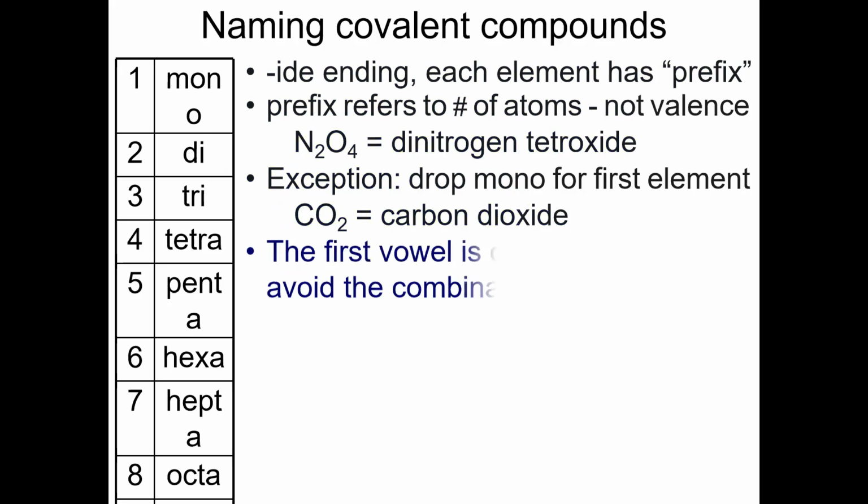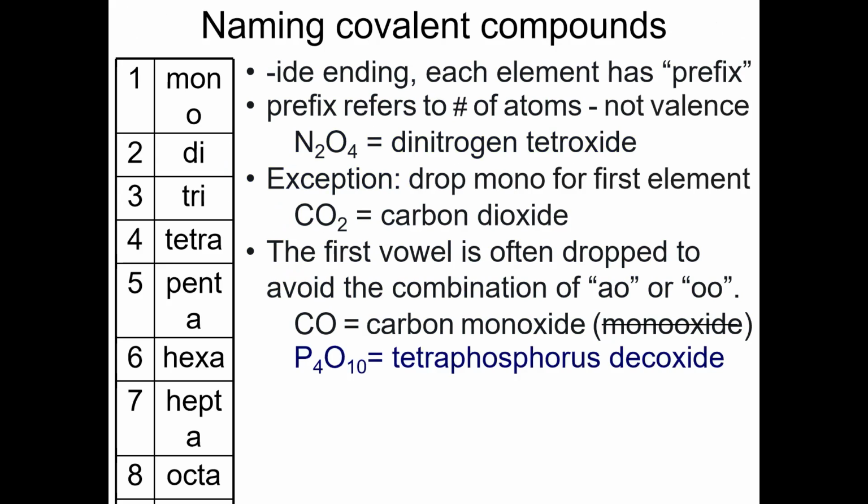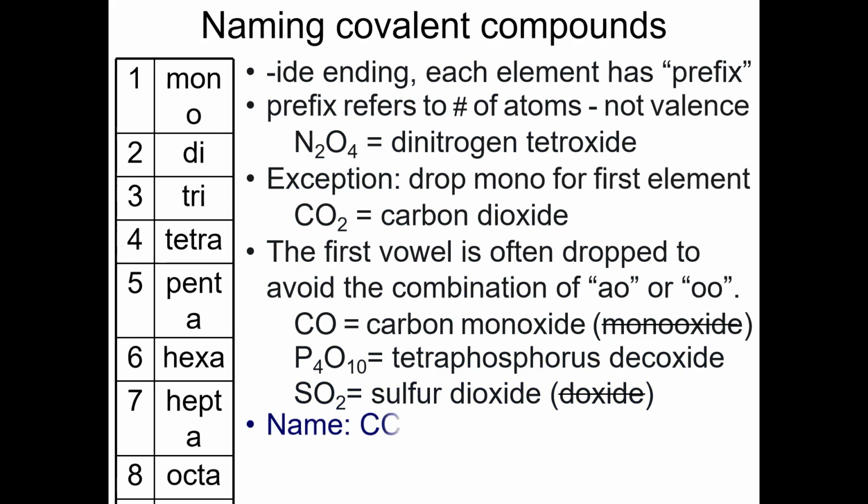We were doing the exceptions. Sometimes when you have a combination of 2 letters, like AO and OO, you drop the first letter. But with I, you have to keep it. You cannot say doxide, you have to say dioxide.